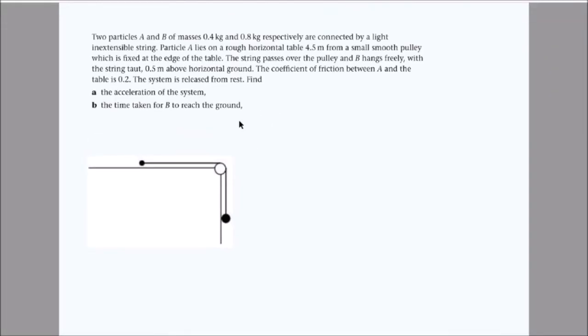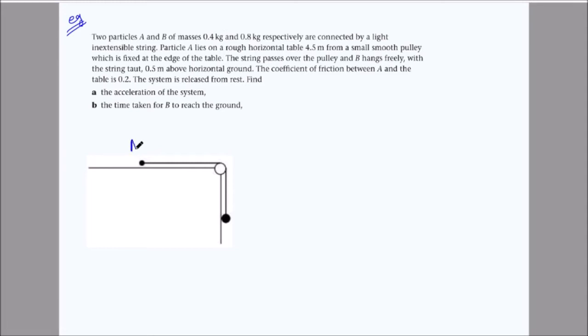So this is basically example 1. In this example, we have two particles, particle A and B. The mass of the first particle is 0.4. This is particle A. It's already mentioned that particle A lies on a rough horizontal table. The mass of the other particle is 0.8.